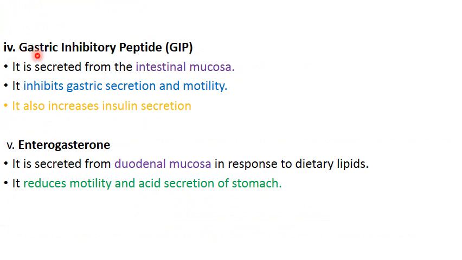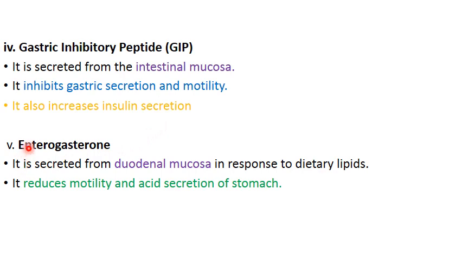Now next hormone is gastric inhibitory peptide, GIP. So inhibition करेगा gastric juice को. कहाँ से secrete होता है? But from the intestinal mucosa. So it's going to inhibit gastric secretion and motility. It also increases insulin secretion.